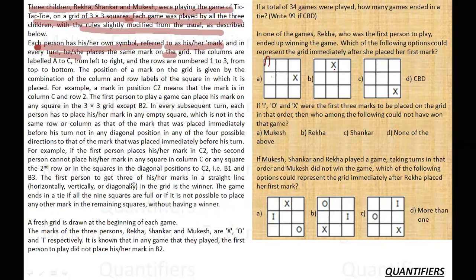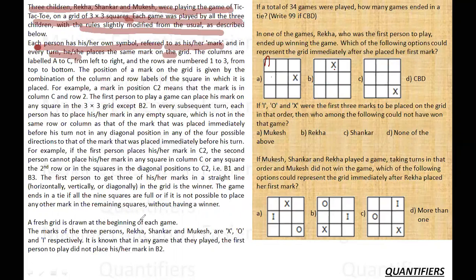If a person first gets his three marks in a straight line, horizontally, vertically, or diagonally in the grid, he will be the winner, and the game will end. So like a common tic-tac-toe, if a person is able to achieve something like this, or this, he will be declared the winner. He has to mark three things straight or diagonal.